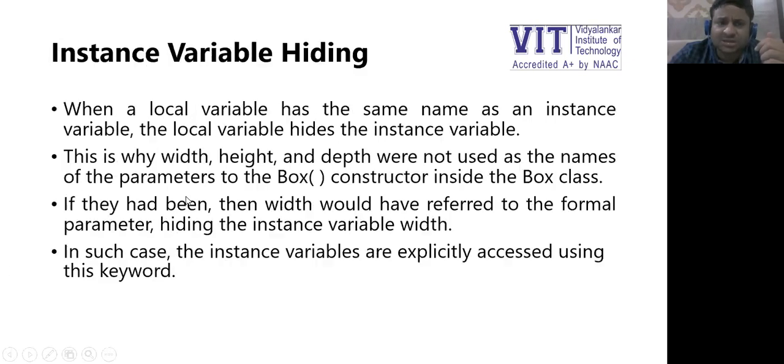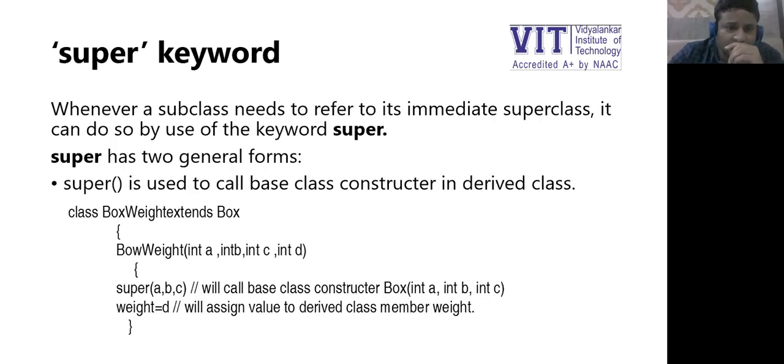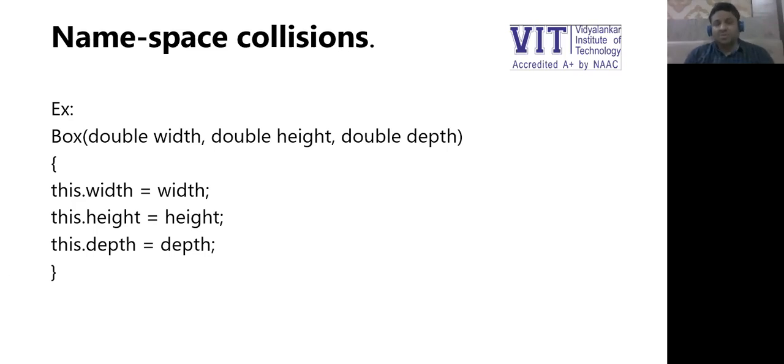Now, what is the primary use? Here it becomes mandatory to write, because here my local variable names are width, height, and depth, and my instance variable names are also width, height, and depth. Now, if I simply write width equals width, height equals height, then it becomes difficult. So here it is mandatory because if the local variable name is the same as that of the instance variable, then the local variable will hide the instance variable. It means that in this method, this width will hide this width. So to identify the instance variable width, we must access it using the this keyword.